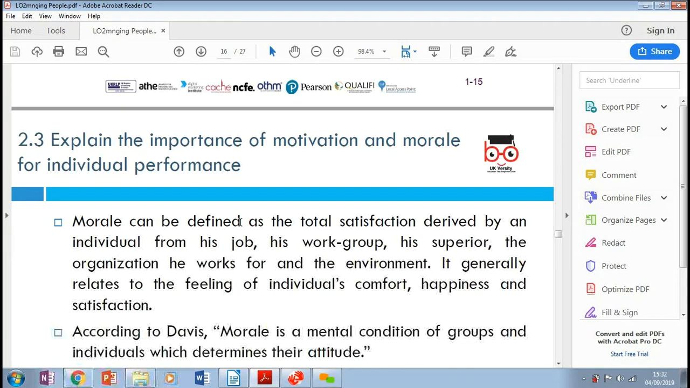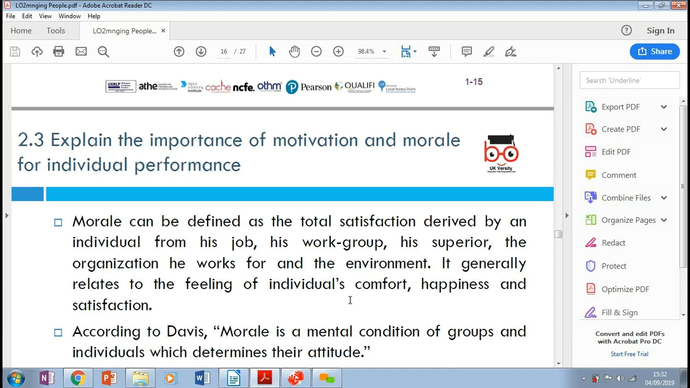Well, here we have the new buzzwords, really. Morale, total satisfaction from the job. Obviously, it's groups here. Feeling of, sorry, carry on. It's okay.